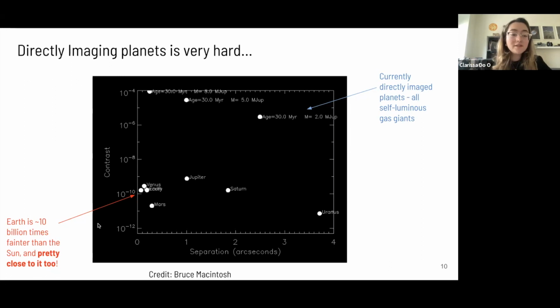Not only because the Earth is very much fainter than the sun, it's about 10 billion times fainter than the sun, both because it is a lot smaller. Also, it's much closer to the sun, which makes it harder to see because you can get the planet lost in the glare of the star. And also, the solar system in general is an older system. We are a 6 billion year old system, give or take, while all of these planets are still very young.